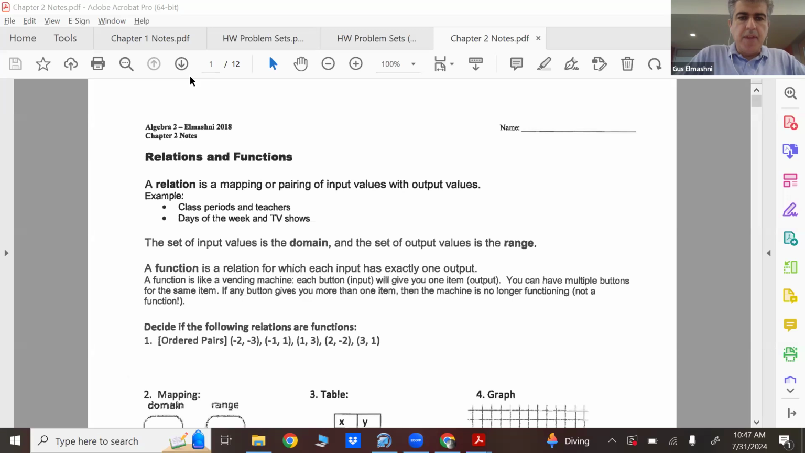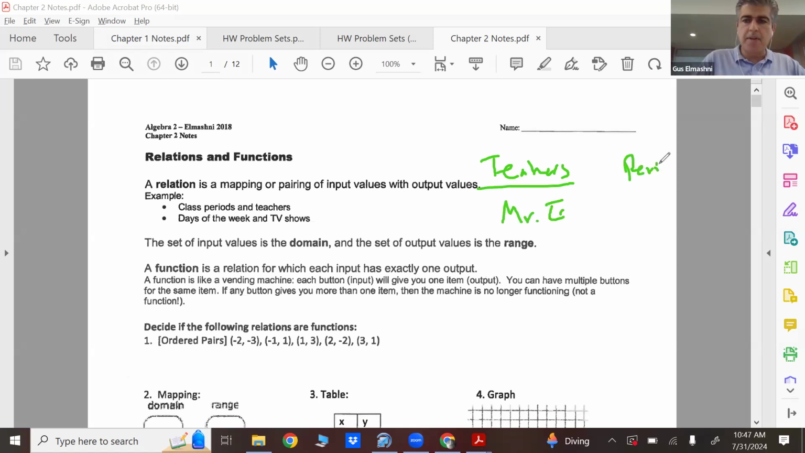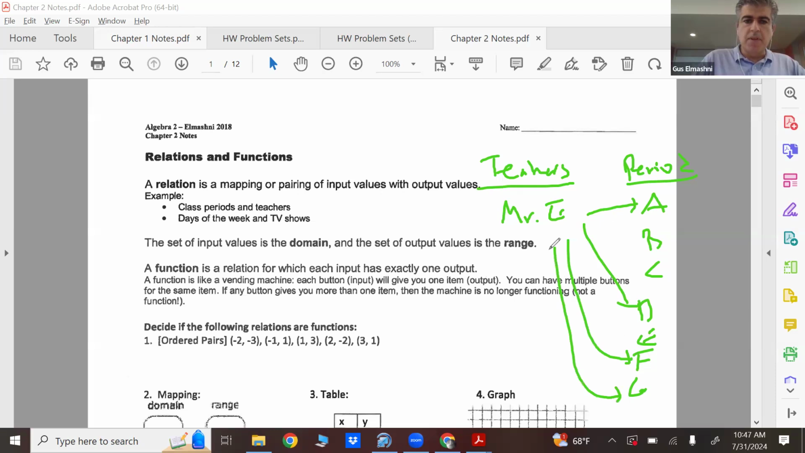This is kind of interesting, like class periods and teachers. So myself, for example, if you put teachers in one column, so Mr. E, and period in another column, we have 7 periods at the school. And I know I'm teaching A, D, F, G. So you'd map it like that. So you can think of this as the input and that as output. Of course, we tend to use numbers for this stuff, but here I'm just using a real life example.